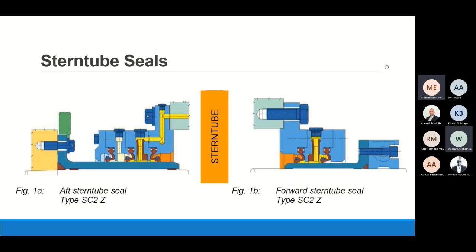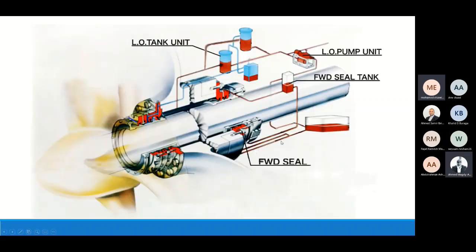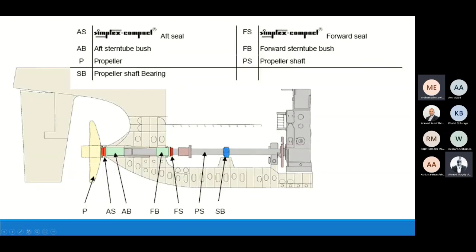Does the lube oil of the stern tube go through the lube oil cooler of the ship, or does the stern tube have a special lube oil cooler? Okay, very good. Nice. I will go back for this. We don't have a lube oil cooler at all for the stern tube. Okay. If you look at this area, you can see the screen now.